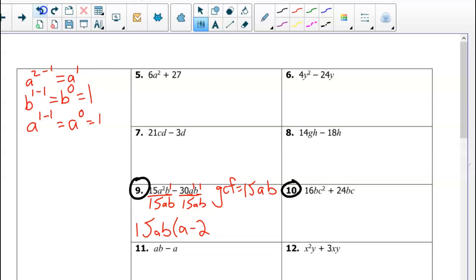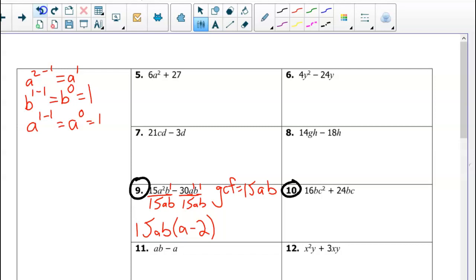My b over 1 over b to the first. We already did that. That's going to become 1. So this is really 2 times 1, but we know that's just 2. If we multiply that back out, 15ab times a is 15a squared b, and 15ab times negative 2 is negative 30ab. When you have multiple variables, in this case, they're in alphabetical order, which is why I didn't put 15ba instead.